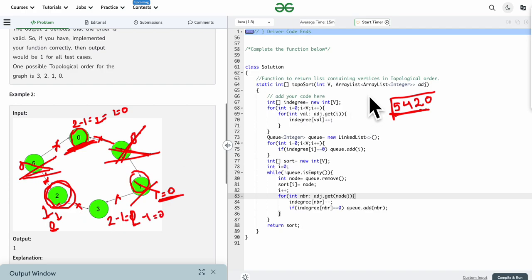So you can follow the sequence here: 5 and 4 will always be the first nodes that you get, then 0 is the node that you can extract, then 2, then 1, and at last you can extract 3. So what does this entire sorting mean? If I write the order, it will be something like this.